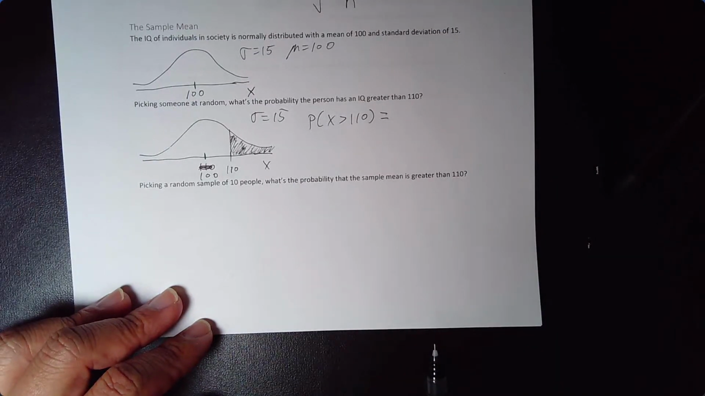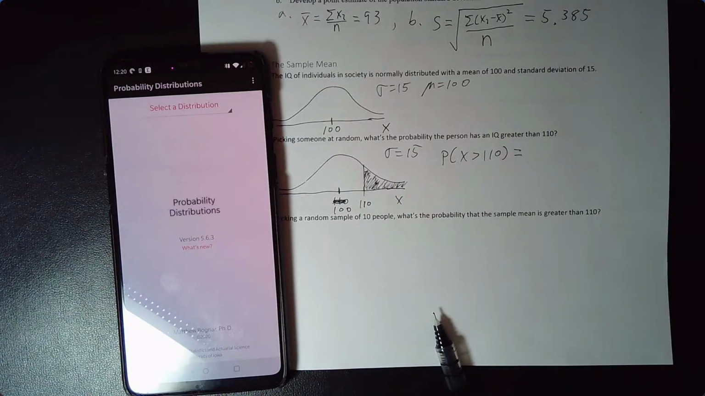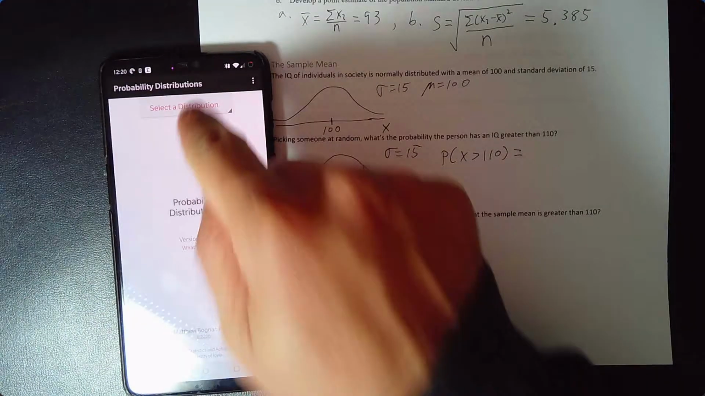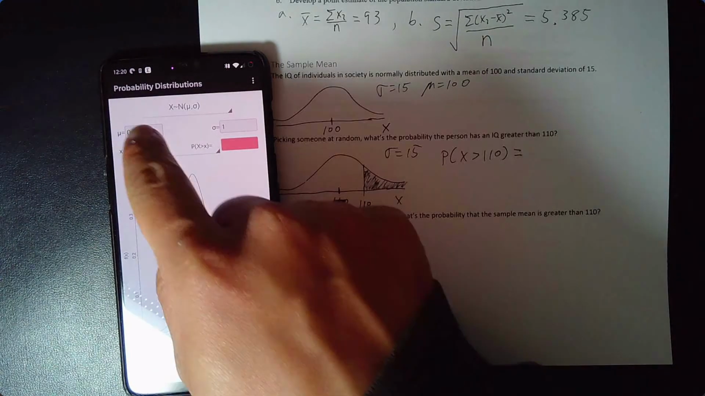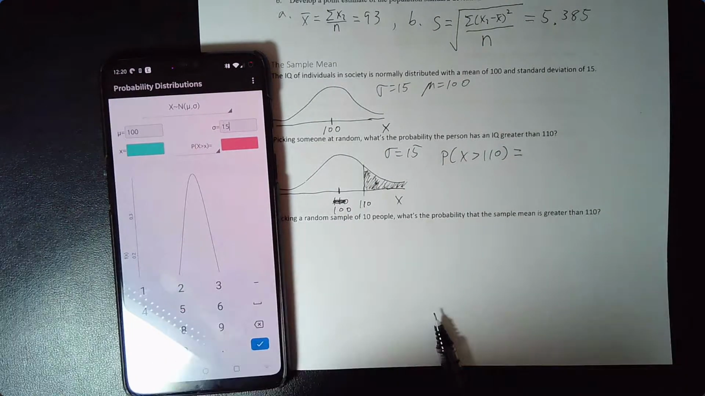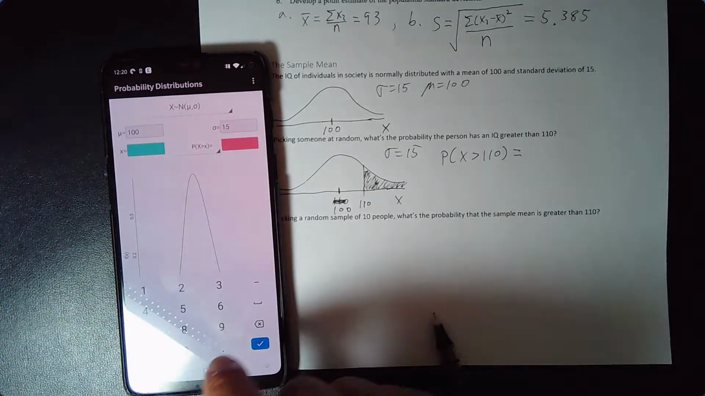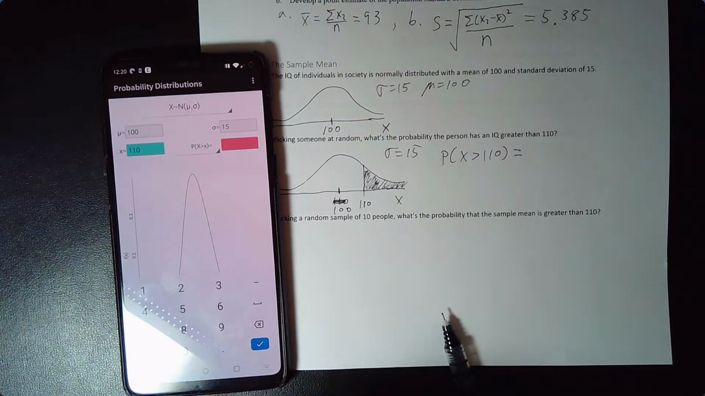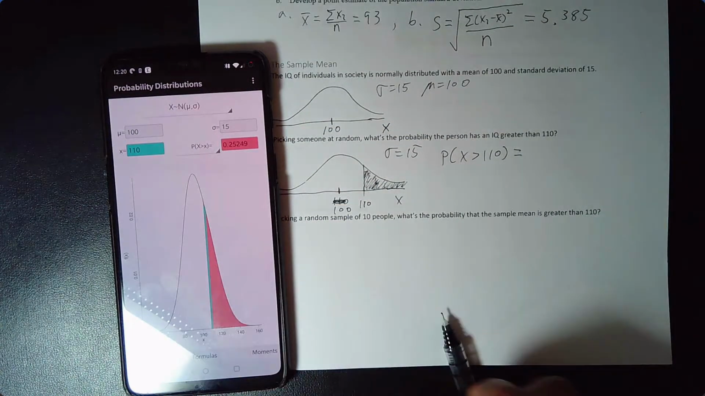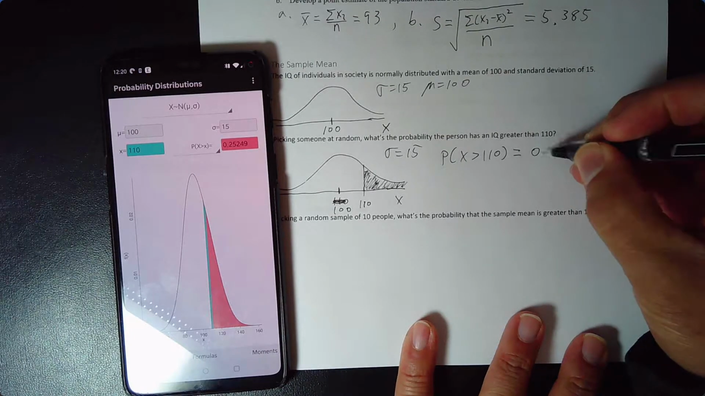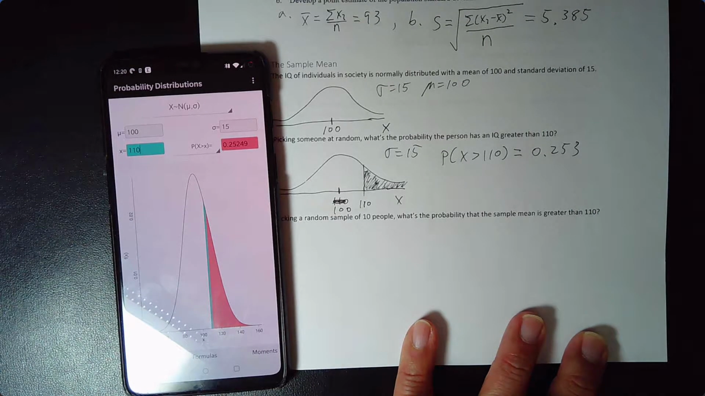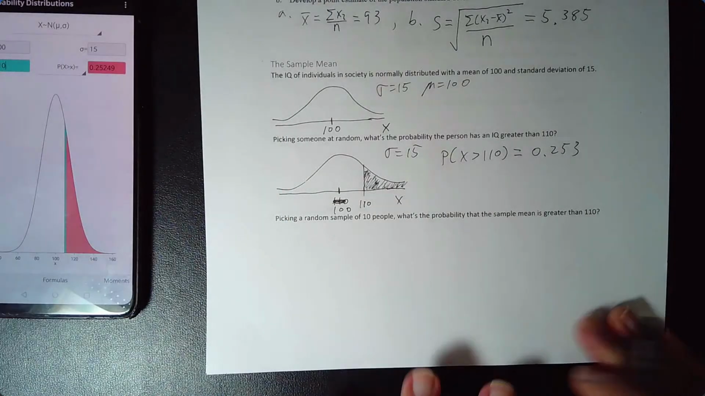Okay, so let's use our app for this. Go to your probability distribution. We're going to select normal distribution. The mu here is 100, sigma is 15, and my X value is 110, and I want the right tail. Perfect, and there we go. So that is 0.253. Let's round that up. All right, no problem.